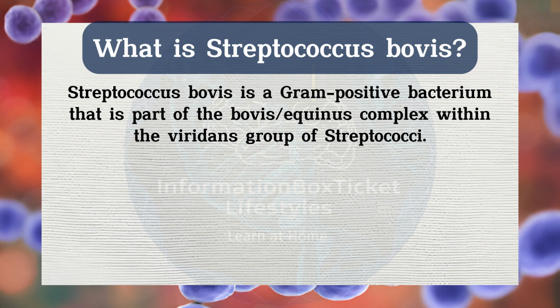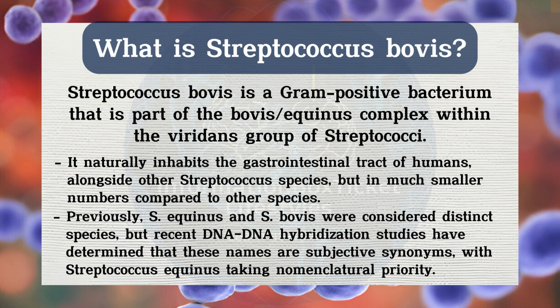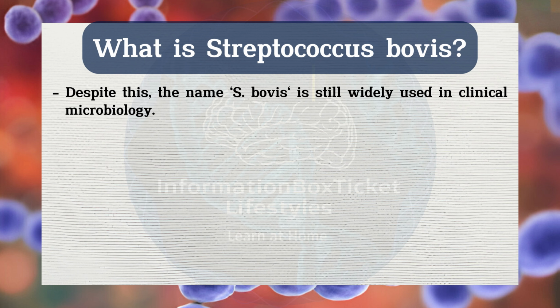What is Streptococcus bovis? Streptococcus bovis is a gram-positive bacterium that is part of the bovis equinus complex within the viridans group of Streptococci. It naturally inhabits the gastrointestinal tract of humans, alongside other Streptococcus species, but in much smaller numbers compared to other species. Previously, S. equinus and S. bovis were considered distinct species, but recent DNA-DNA hybridization studies have determined that these names are subjective synonyms, with Streptococcus equinus taking nomenclatural priority. Despite this, the name bovis is still widely used in clinical microbiology.